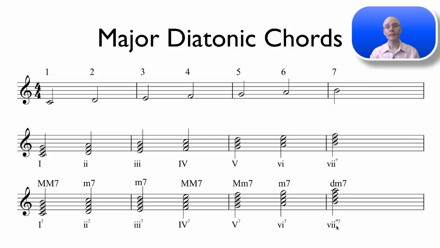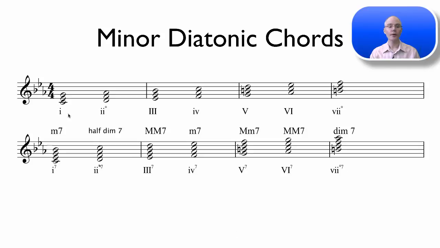Okay, let's now compare that with the minor diatonic chords. Well, before we had I, IV, and V being major. Now we have i and iv at least are minor. V should be minor, but the minor v in a minor key you see very infrequently. Why is that? Because if this is a minor chord, it cannot function as a dominant chord. And the whole point of the V chord is to function as a dominant chord.